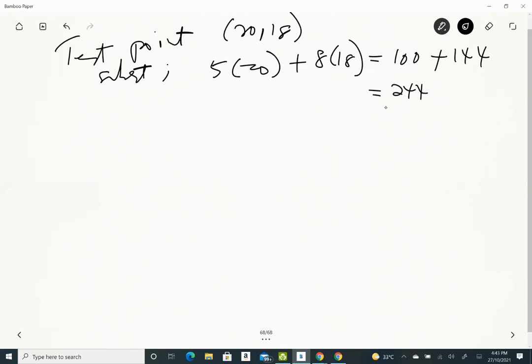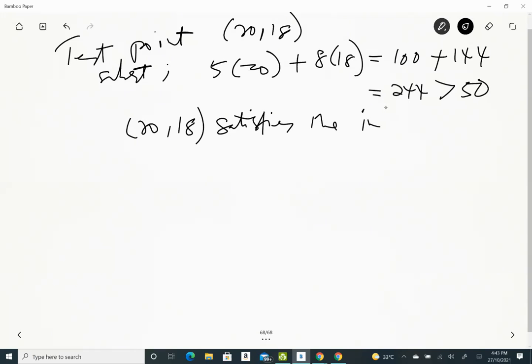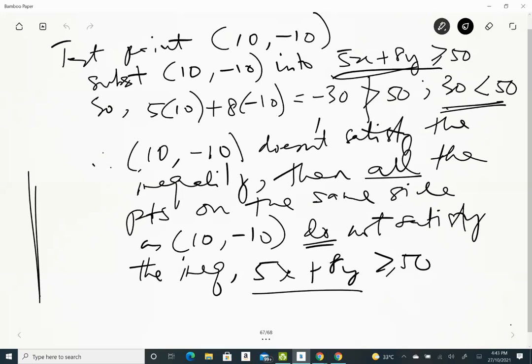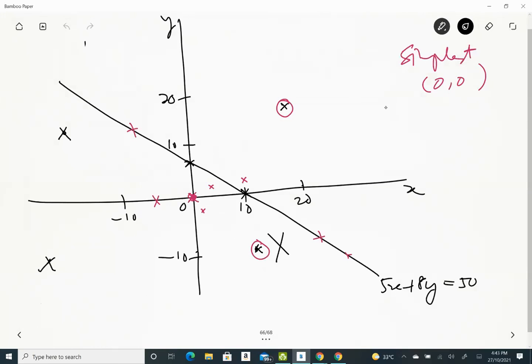Bigger than 50. So what does it mean? It means that 2018 satisfy the inequality. The inequality that you have now, okay? 5x plus 8y satisfy the inequality. So I go back to the graph. So that point here satisfy the inequality.